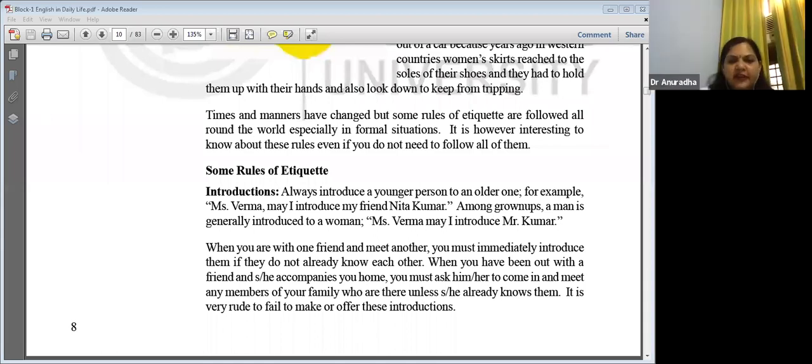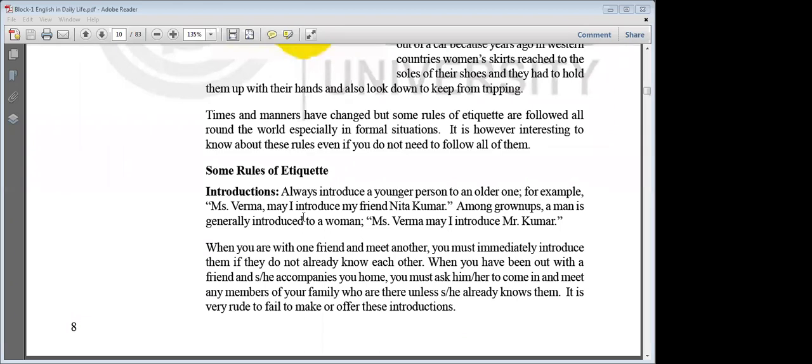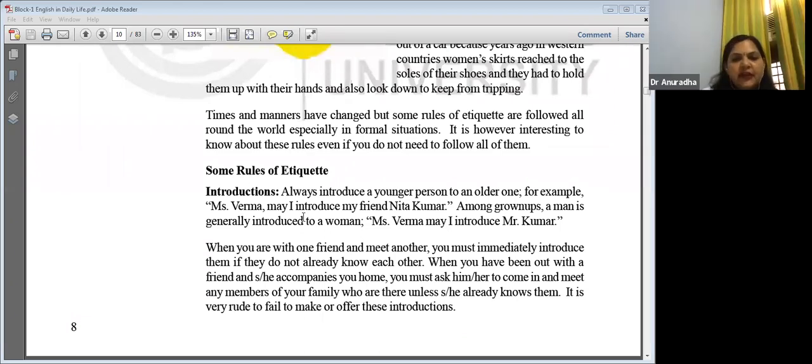Okay, so let us do how to introduce yourself. Starting and ending conversation. There are some kinds of etiquettes. The first rule is always introduce a young person to an older one. For example, Miss Verma, may I introduce my friend Meeta Kumar? It means the one who is younger should be introduced to an elder one. मतलब जो आपसे बड़े हैं, आपको उन्हें छोटों से introduce कराना होता है, ना कि छोटों को कहो चलो आजो, तुम्हें मम्मी से मिलवाता हूँ, like that.